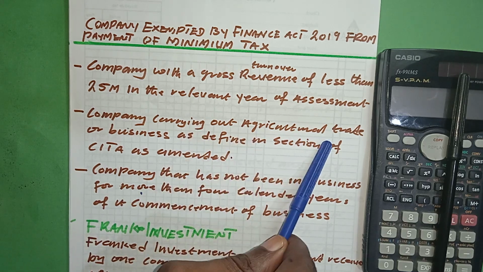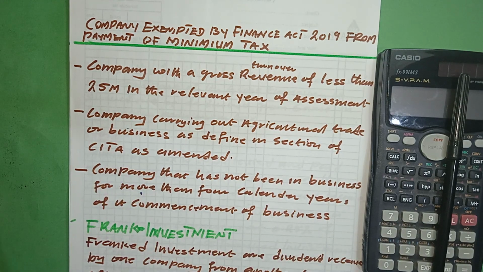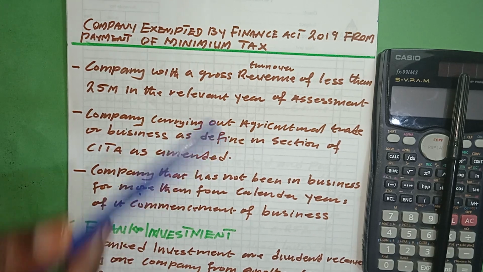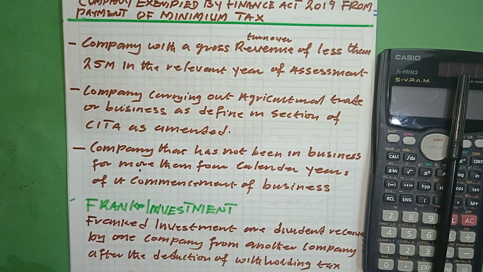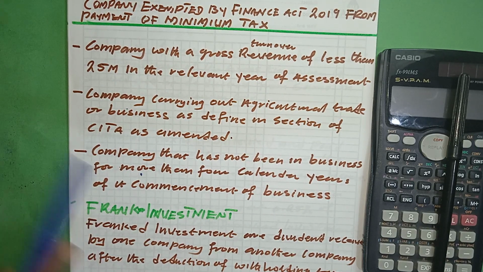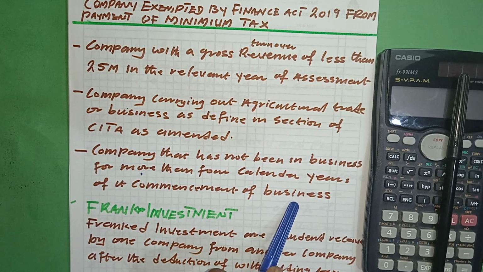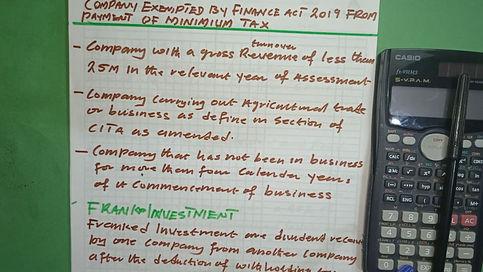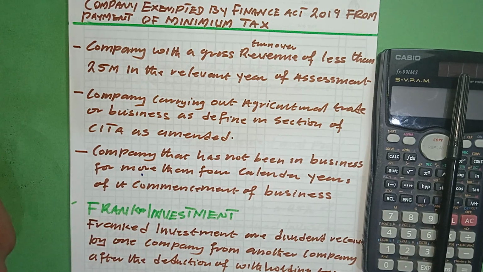Companies that carry out agricultural businesses or trade are exempted from minimum tax. This is a way of encouraging people to go into agro business. So if you are carrying out any business in the agro sector, you are exempted from minimum tax. Now, companies that have not been in business for more than 4 calendar years from commencement of business are exempted from minimum tax. Are you with me? Maybe you started a business 1 year, 2 years, the 3rd year, you're exempted from minimum tax. This is a way of encouraging you to stand firm in your business.